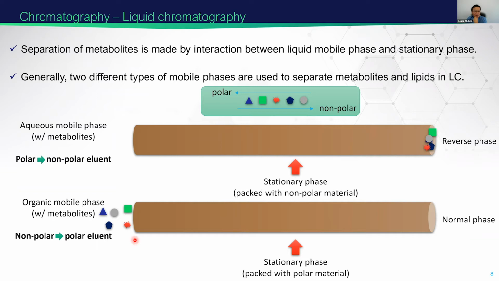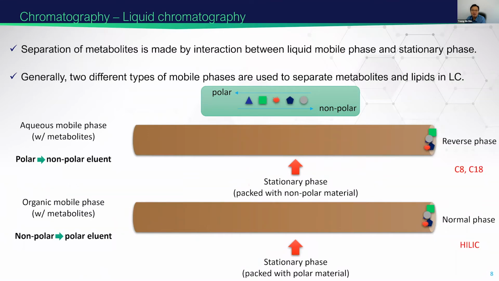And then if we look at normal phase, it works the opposite way. We put a non-polar solvent eluent first, and then eventually a gradient to a polar eluent like aqueous, methanol, or water. In that case, we will see the separation in reverse order. Non-polar metabolites elute early and polar metabolites elute later, because the stationary phase is a polar material, so they still have an interaction with each other.